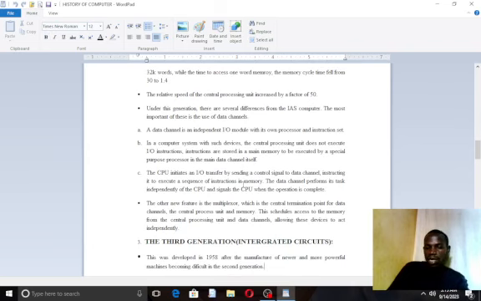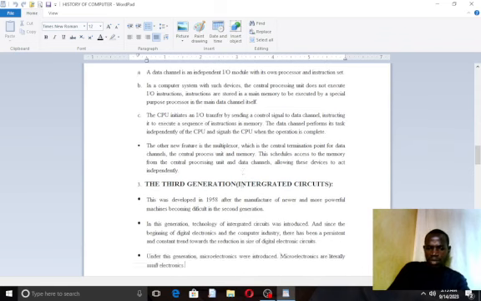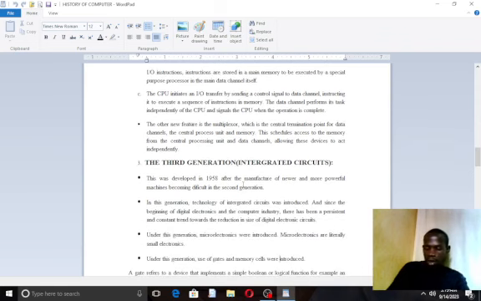The other new feature under this generation is the multiplexer. The multiplexer is the central termination point for data channels, the central processing unit, and memory. The multiplexer schedules access to the memory from the central processing unit and data channels, allowing these devices to act independently. So that is what I can talk about the second generation.